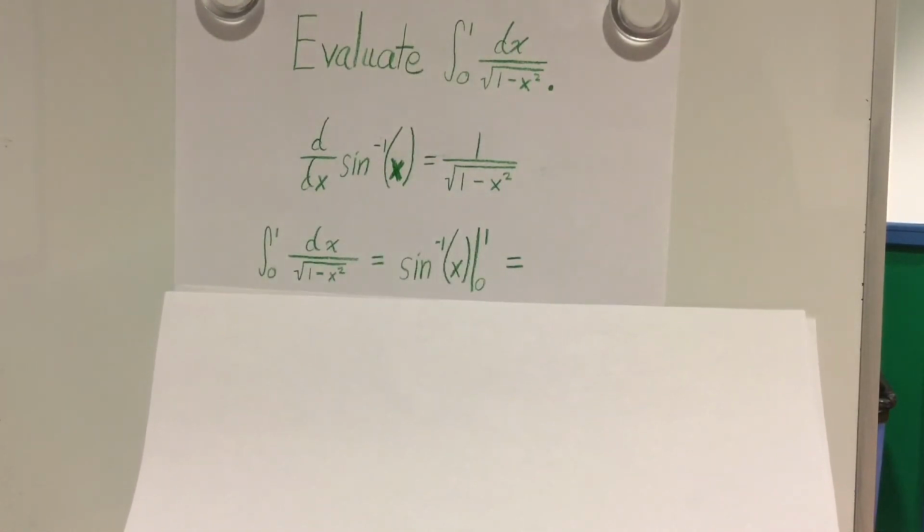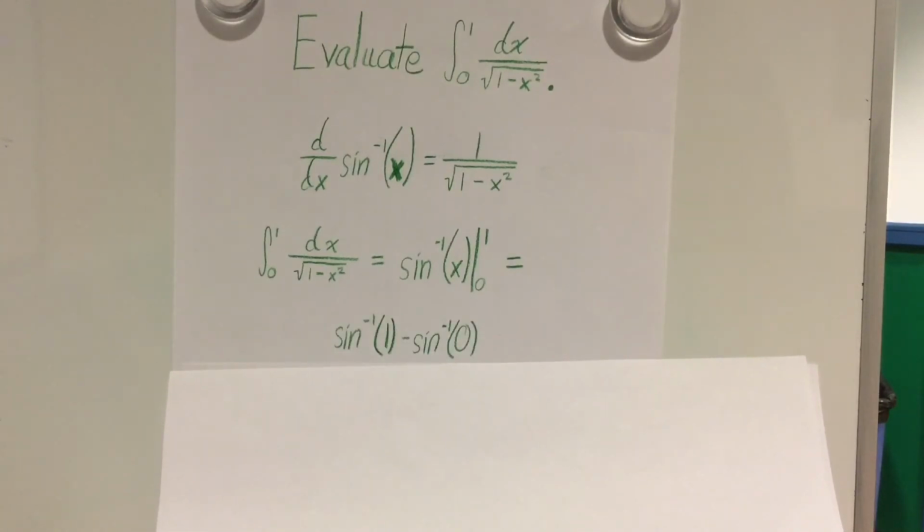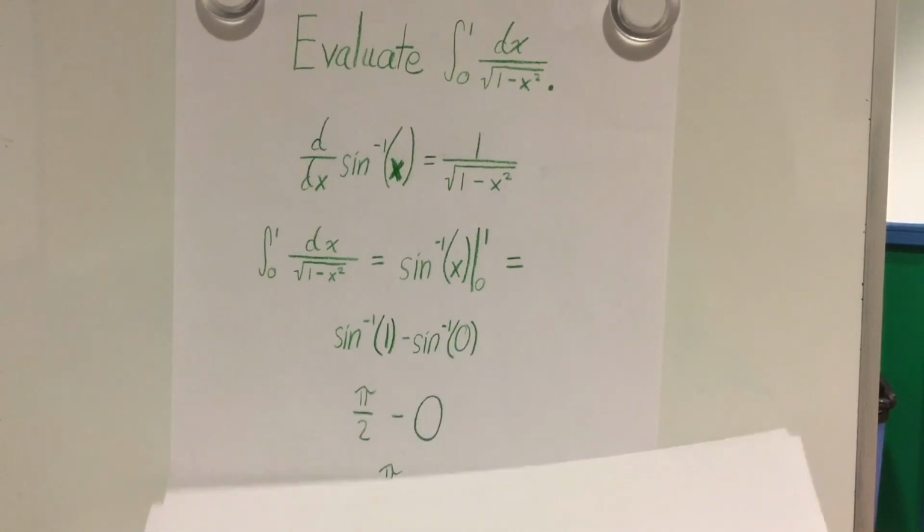That means that the integral of dx over the square root of 1 minus x squared is sine inverse of x. Now remember your bounds. Sine inverse 1 minus sine inverse 0. You end up getting pi over 2 minus 0, which simplifies to pi over 2.